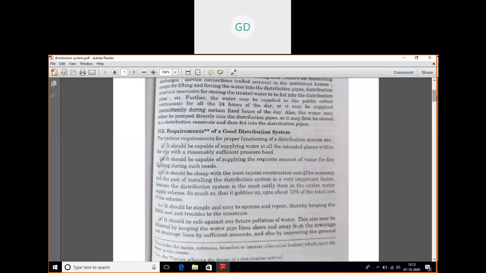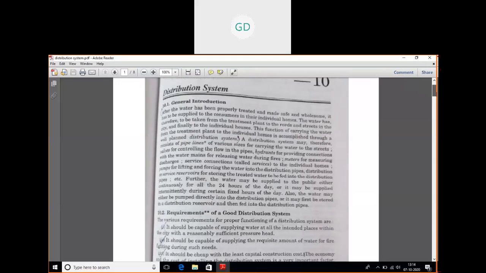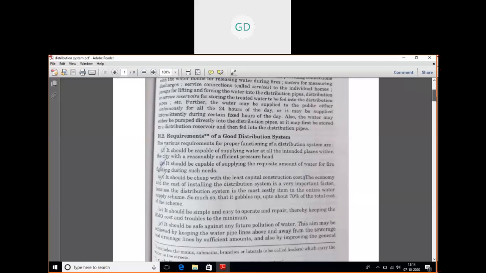Then the distribution system should be cheap, with the least construction cost. For repairing purposes, it should be easy and simple to operate. And it should be safe against any future pollution. If it fulfills all these criteria, then you can say that it is a good distribution system. So you can write all these things in your copy from this PDF. I will provide it to you.